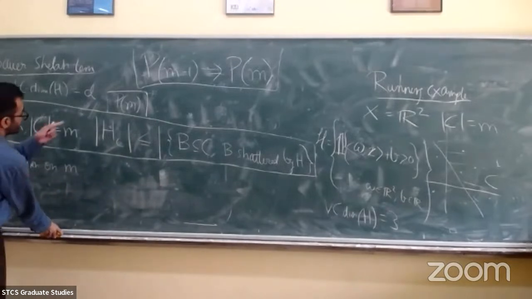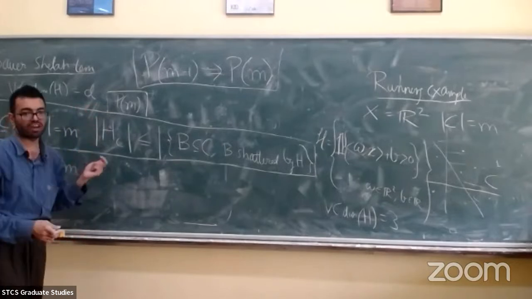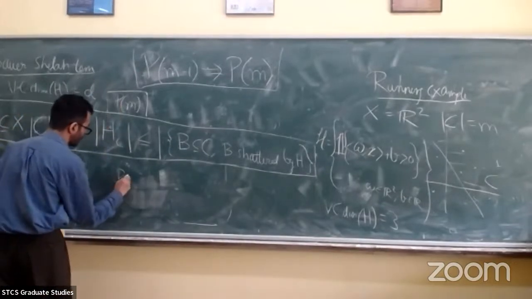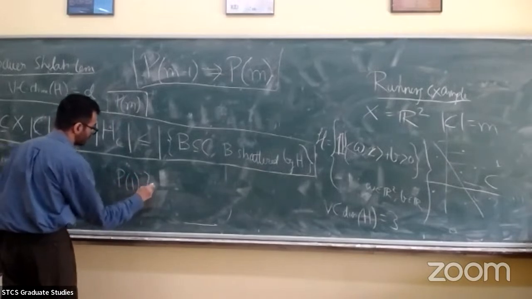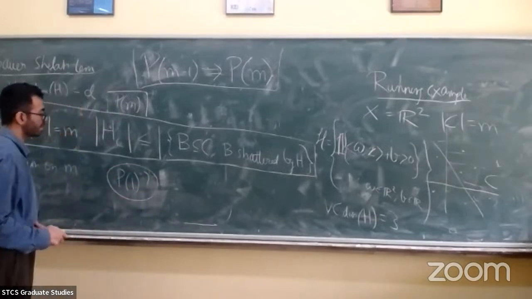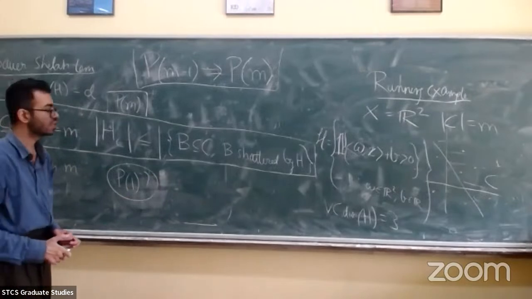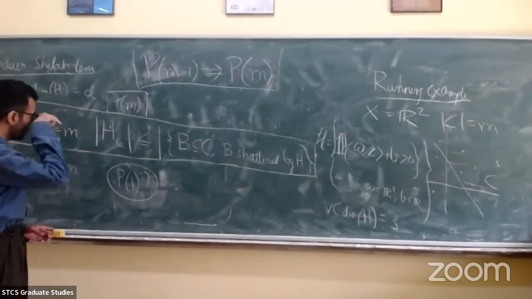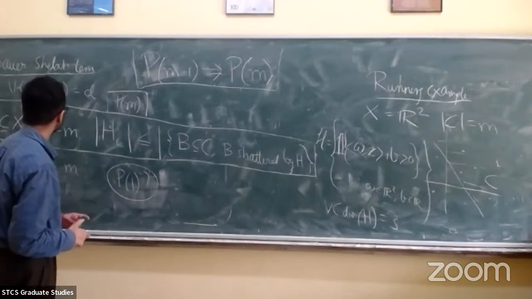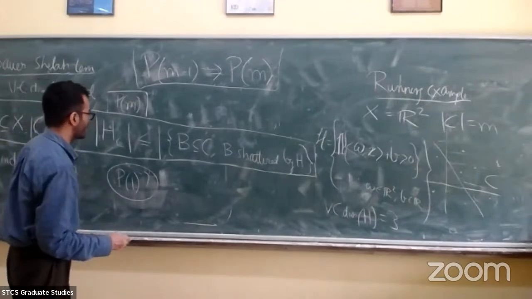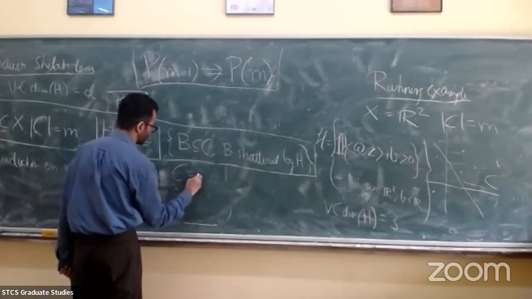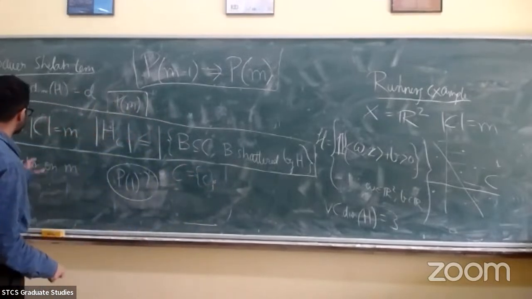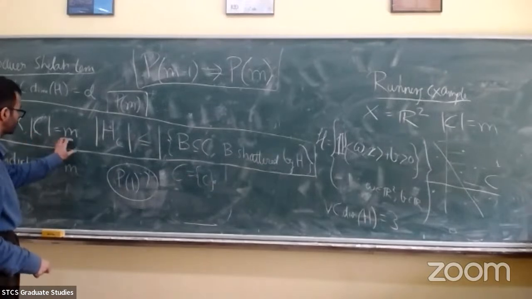And let's also verify this new P of M for M equal to 1. So what is P of 1? Let's verify P of 1. Okay, so again we have some C which is a singleton. Remember, we're talking only about sets of size 1.